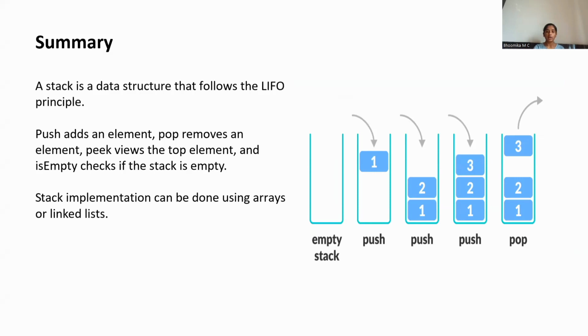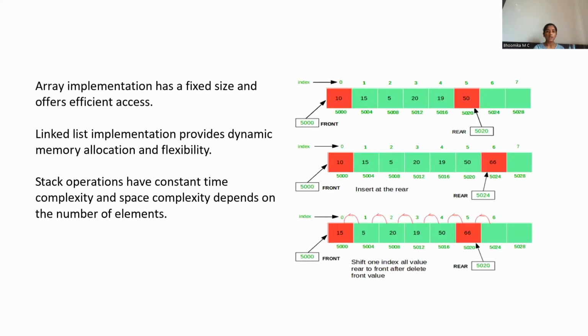Stack implementation can be done using arrays or a linked list. Array implementation has a fixed size and offers efficient access. Linked list implementation provides dynamic memory allocation and flexibility. Stack operations have constant time complexity and space complexity depends on the number of elements.